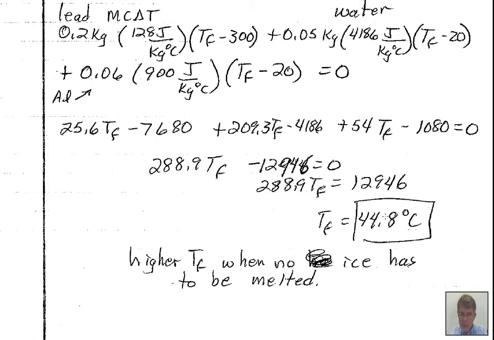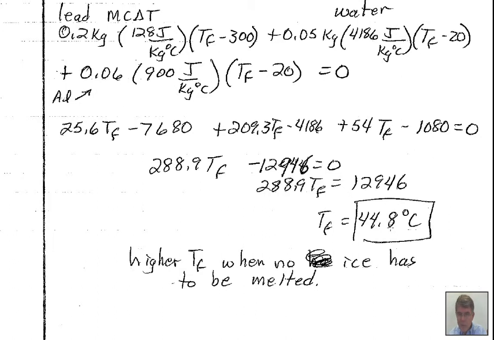to steam. We didn't have to do that here because we did not cross the phase change temperature from 20 degrees Celsius, where the water was originally, up to 44.8. We did not encounter either 0 degrees Celsius or 100 degrees Celsius in the temperature that the system moved through. So this calculation is legal.